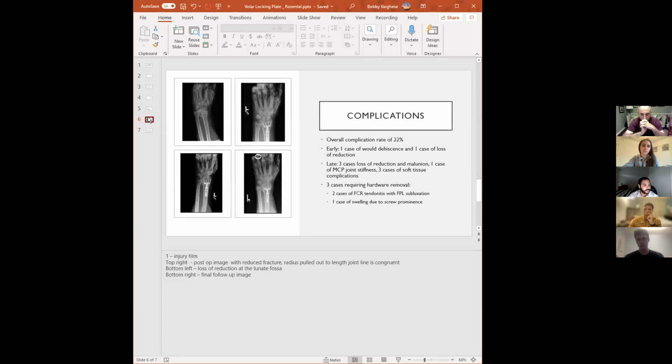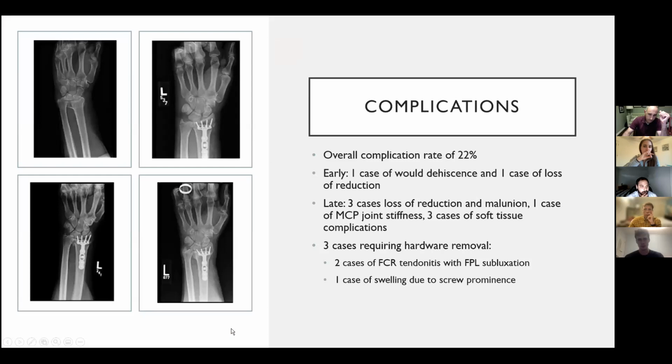So Bobby, why do you think that one case failed there on that example you showed? On this one? So I think, I mean, they didn't say in the paper, but if I had to guess, it's maybe because the fracture kept falling off the back because of where the fracture was near the lunate fossa. Yeah, so that could be part of it.